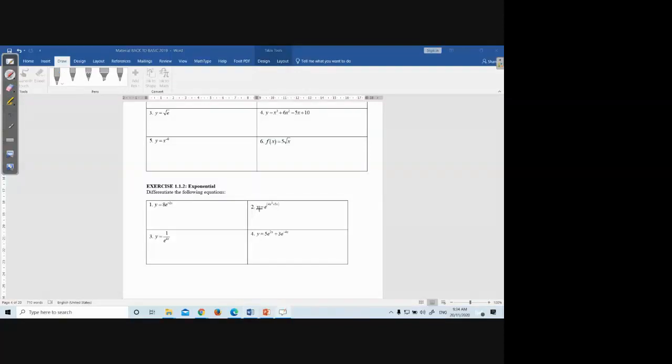Okay, question number 2. This is a composite function, right? Because the exponent is a power of a polynomial, the terms 4x squared plus 5x. Do you still remember how to differentiate these types of exponential functions? So what is y prime?